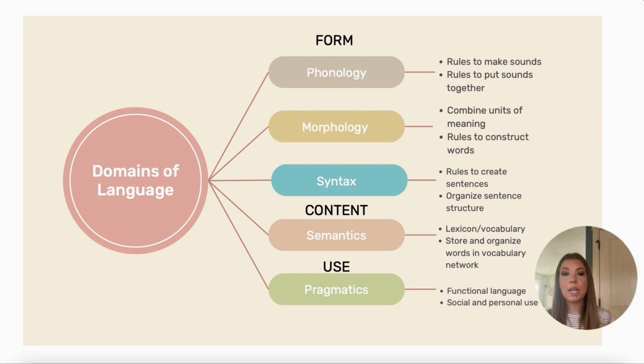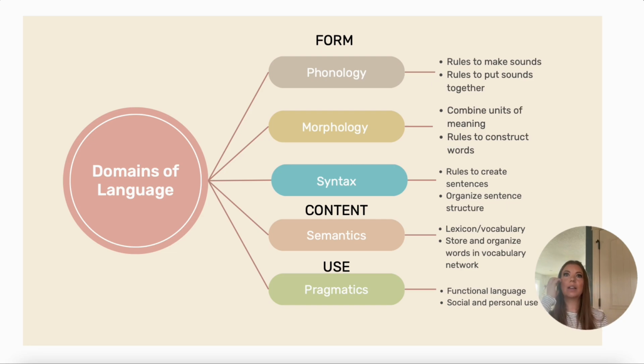And then the 3 domains are broken into 5 different components. The first 3 are within the form domain. So the first one is called phonology. And that's just a set of rules that we use to make sounds and then to put those sounds together. The second one is morphology.